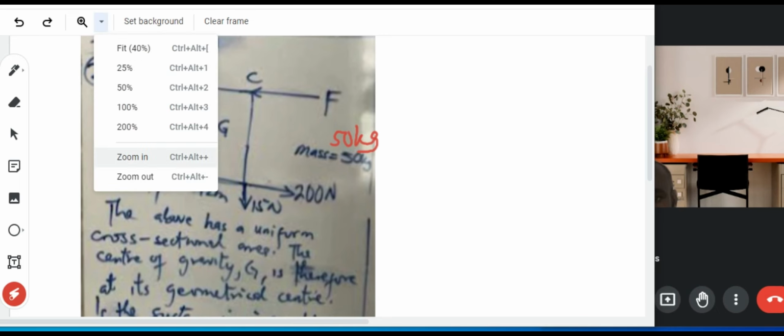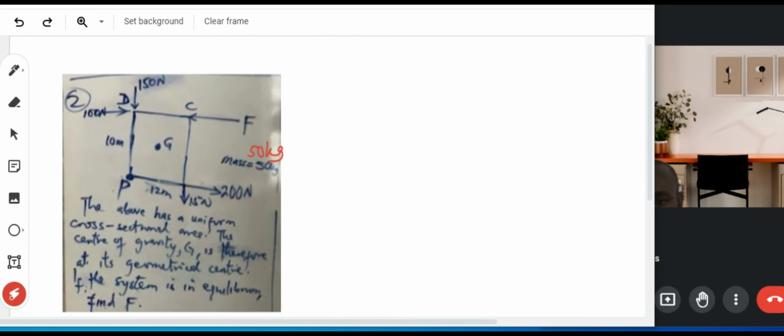Here we are required to find F, which is this force F. Here is 10 meters. This place is 12 meters. The center of gravity is acting at the geometrical center. This force is 200 Newton, this force is 15 Newton. We're looking for F acting in this direction. And the mass is 50 kg.